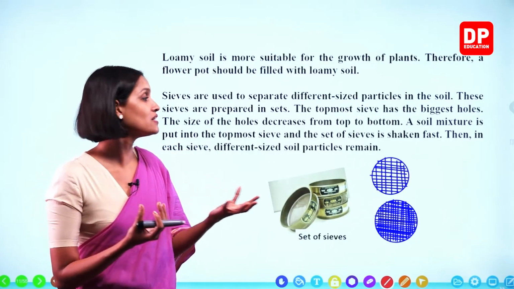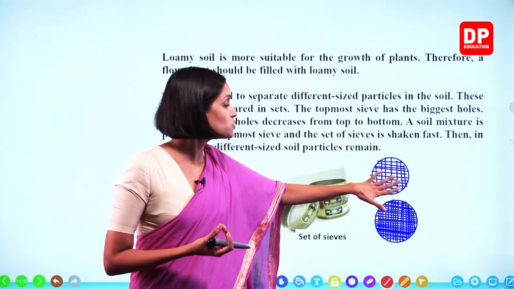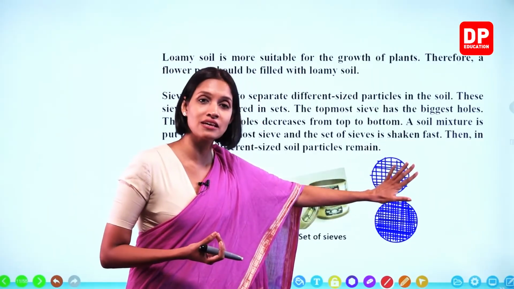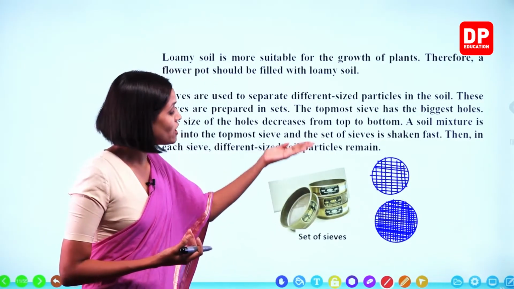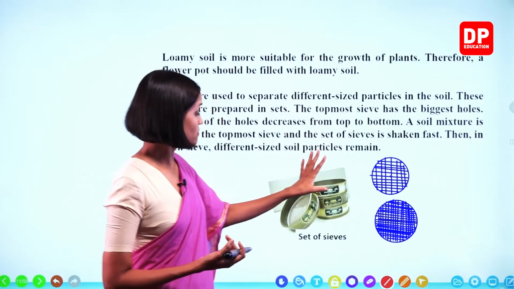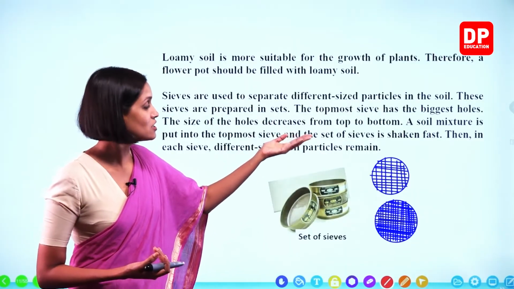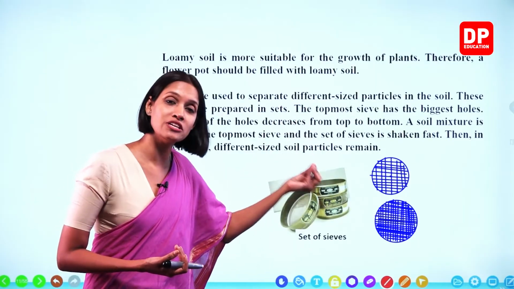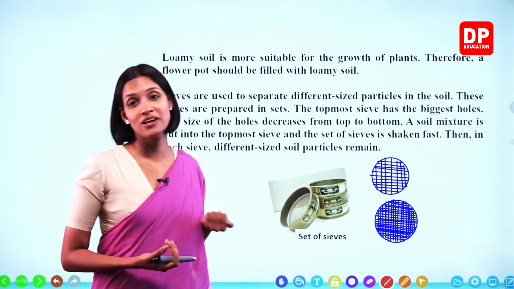The biggest particle will remain on top and the smaller ones go to the second one. Through the second one, the next biggest one will remain in the second sieve and the rest will go to the third one. Likewise, after doing this activity, you will realize the biggest particles present in soil will remain in the topmost sieve and the smallest or the finest particles present in soil will go to the bottom one.